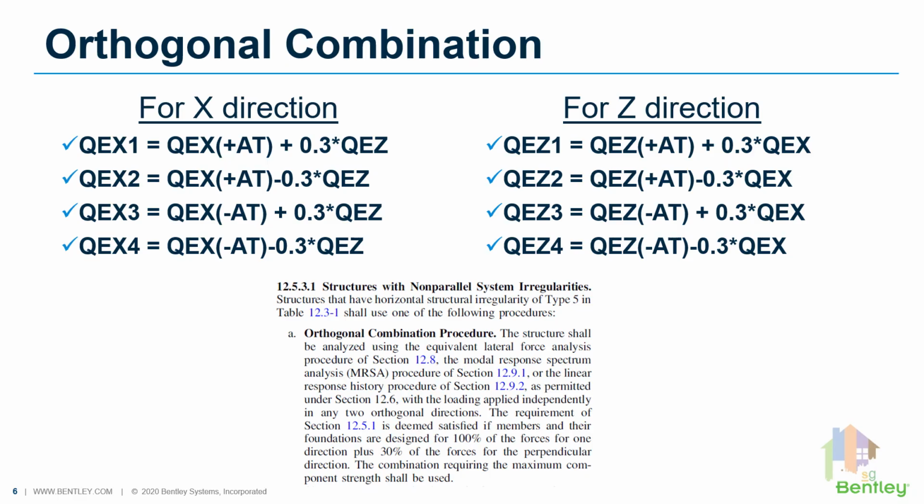Next, we need to generate the orthogonal cases as suggested in clause 12.5. We need to create 4 load combination cases for each direction where the respective response spectral load case will be combined with 30% load from orthogonal direction.